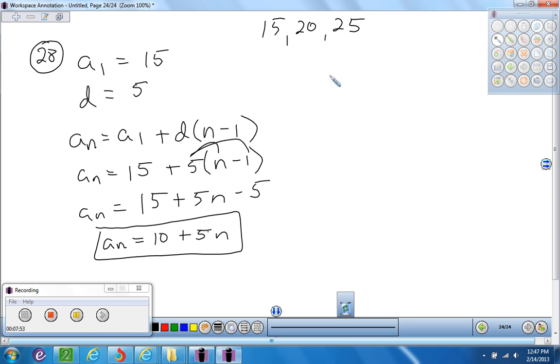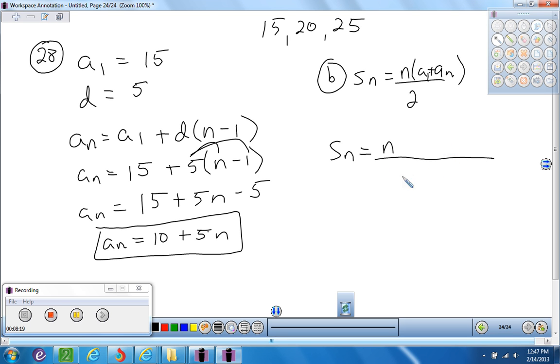Now for the B part, it says write a function that represents the total. We have to remember that for arithmetic, S of n is going to be equal to n times (a1 plus a sub n) over 2. That is what we're going to plug in there. So S of n is equal to n, and n we do not know what it is. Now a1 we know was 15. He started out making 15 guitars. And we just saw a sub n, so we're going to take this and plug it in over here. So it's 15 plus 10 plus 5n.